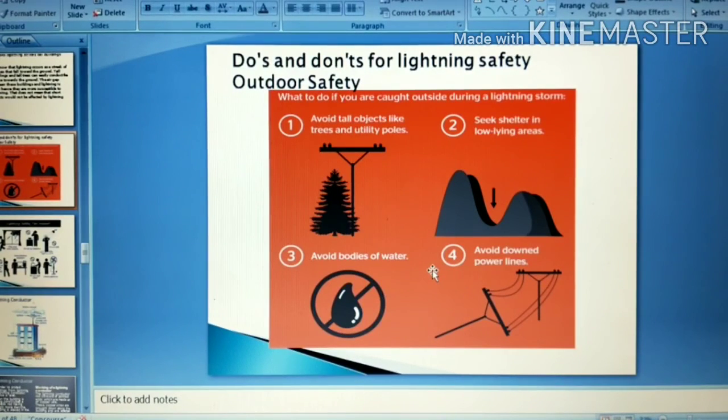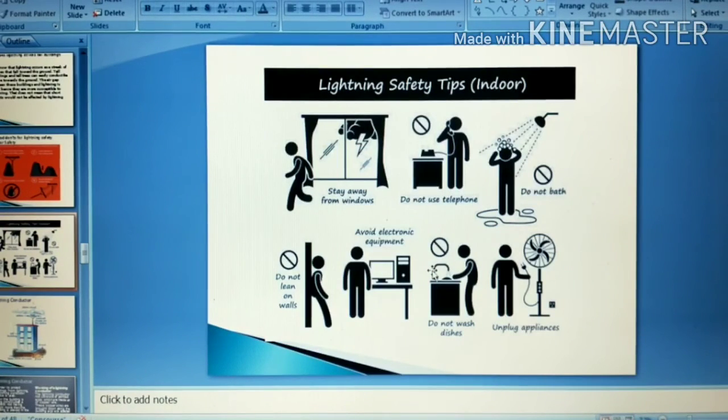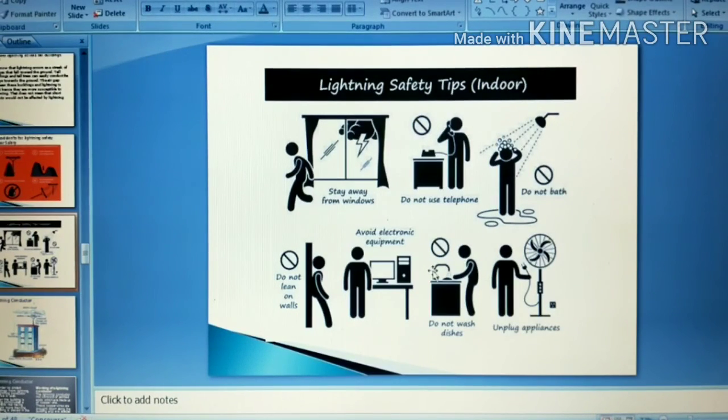Second, seek shelter in low-lying areas. It is better for us to seek shelter in low-lying areas, and we should avoid water bodies, and we should also avoid downed power lines. Then, in addition to this, if we are in a group of people, stay about 15 feet away from each other and do not lie flat on the ground. Open vehicles like scooters, motorbikes, tractors, open cars, and open fields do not protect us when lightning strikes.